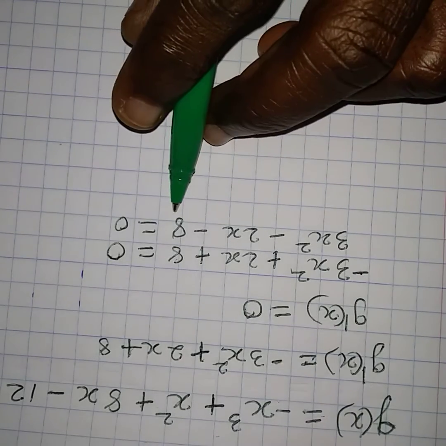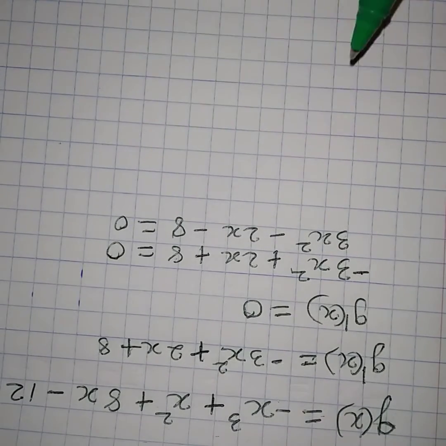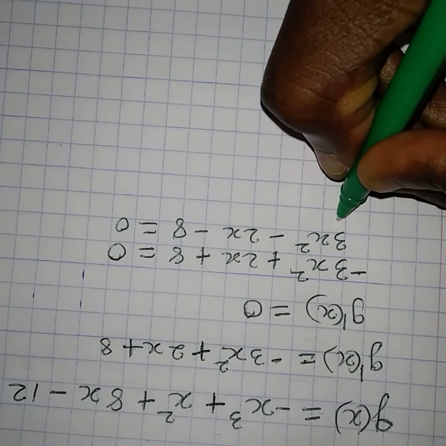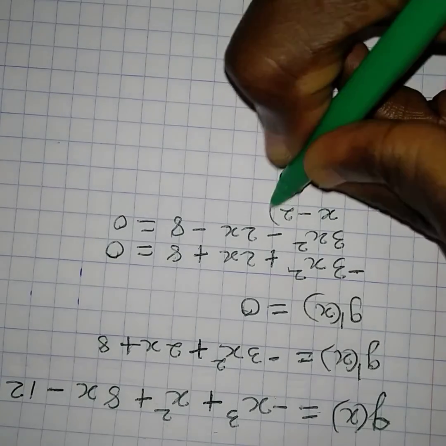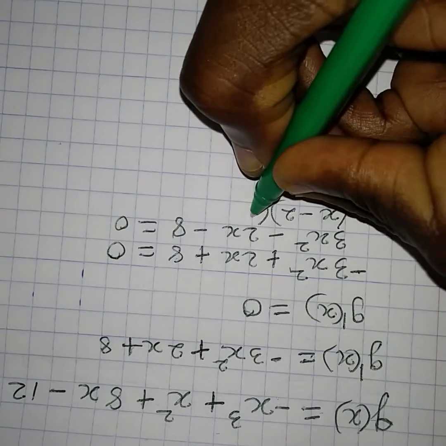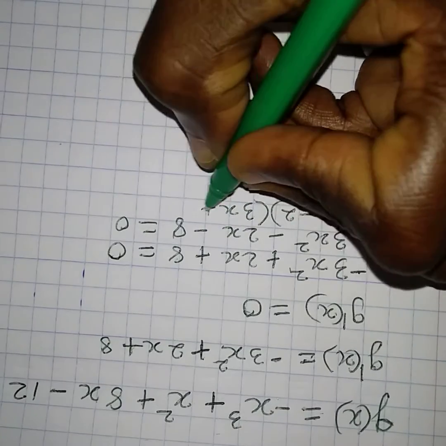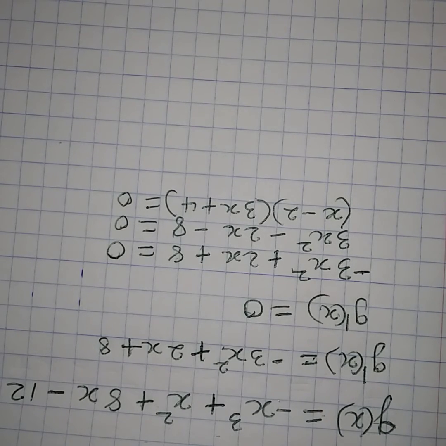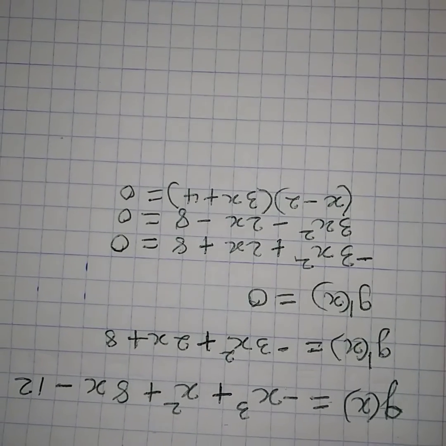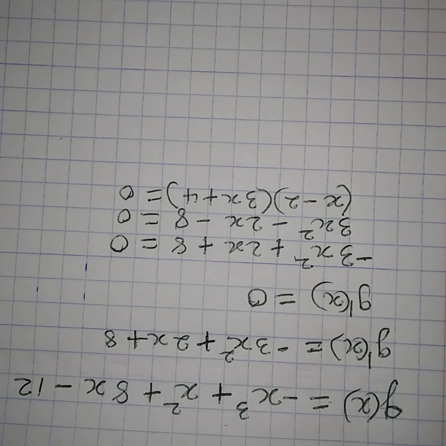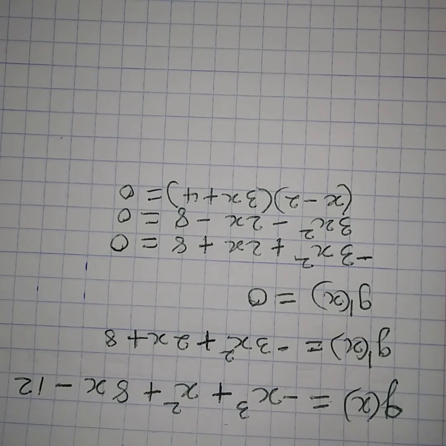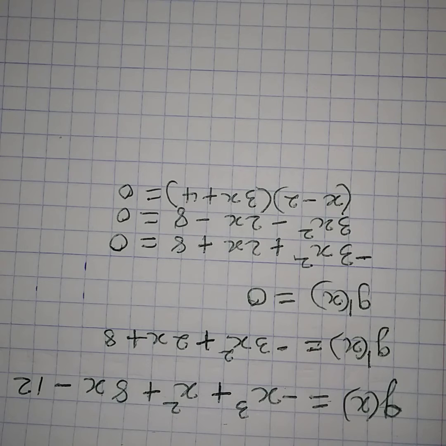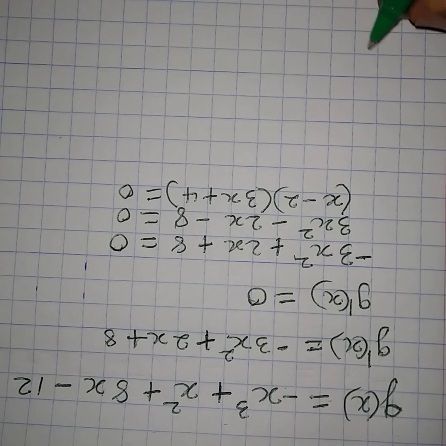We can factorize this. You all know how to do the factorization, and so I'll just quickly write it down. So basically we'll have x minus 2 and 3x plus 4 is equal to 0. Remember, there are various ways of doing your factorization. You can even use the completing the square method, or you can factorize completely. Whichever way you use, it's all the same once the results are equal.